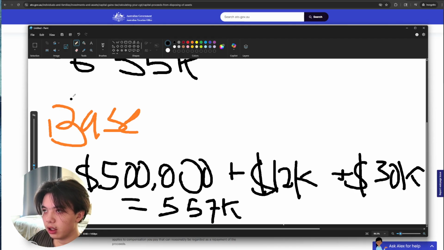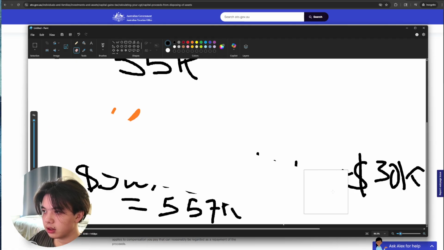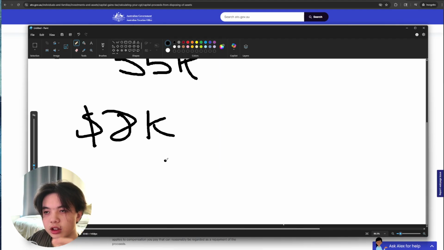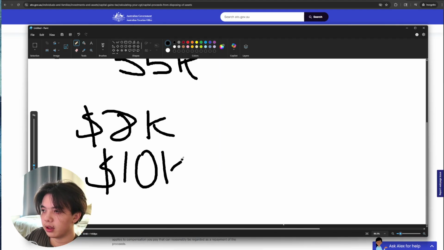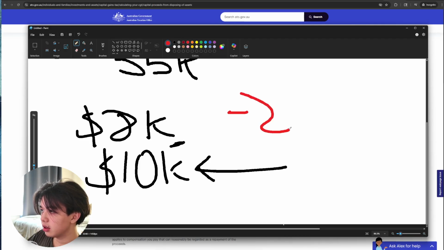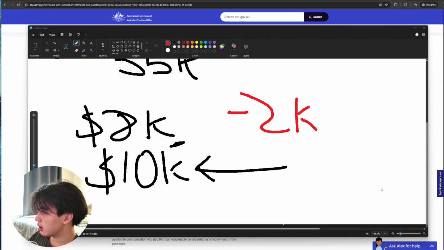Say you sold your shares for 8K, but you originally paid 10K for them. The capital proceeds are equal to $8,000, assuming no costs, and the cost base is $10,000. So the capital gain would be 8K minus 10K, which is negative $2K, a $2,000 capital loss. So that would be my example.